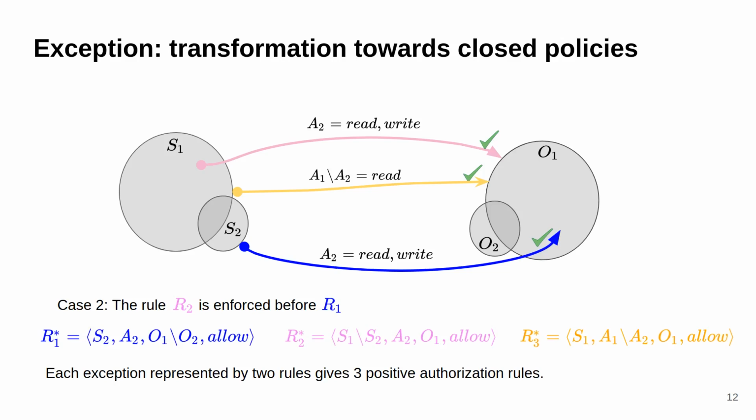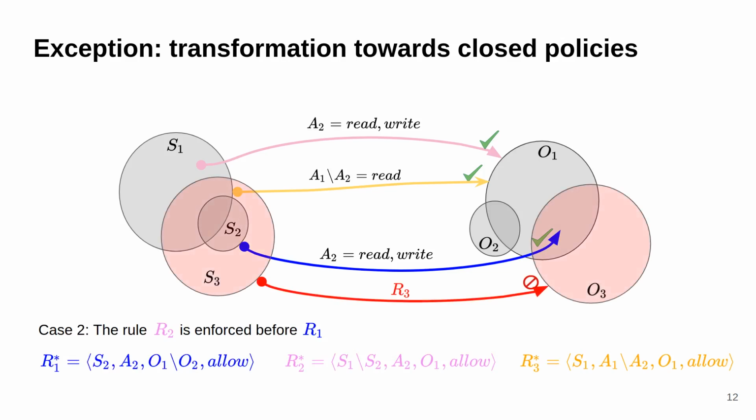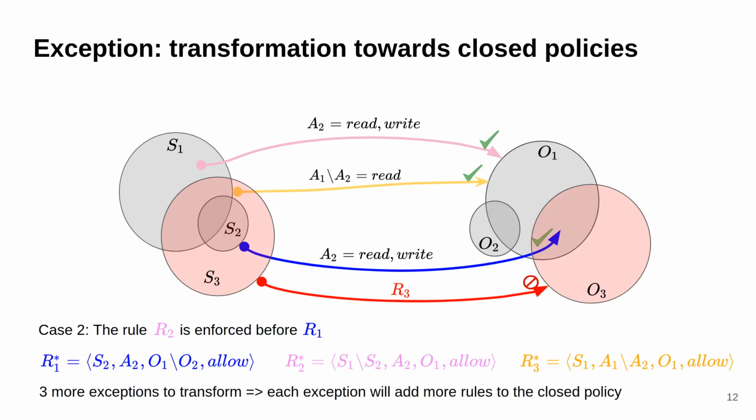Things get more complex if more negative authorizations, the case of the rule 3, are in exception with the newly added positive authorizations R star 1, R star 2, and R star 3. This means that we have three more exceptions to transform. Each one will add more rules to the closed policy.